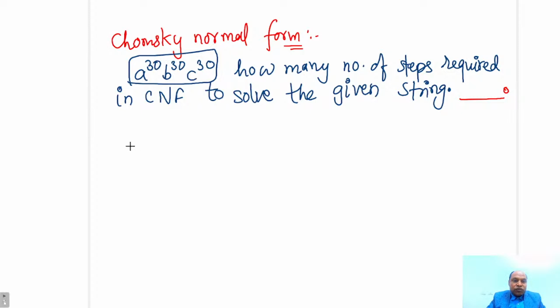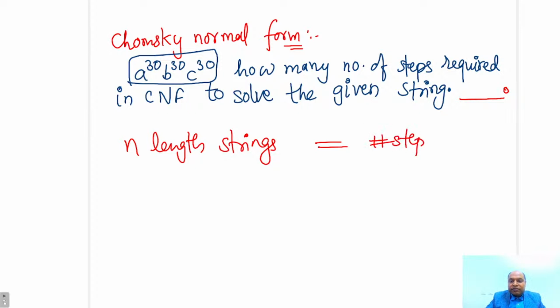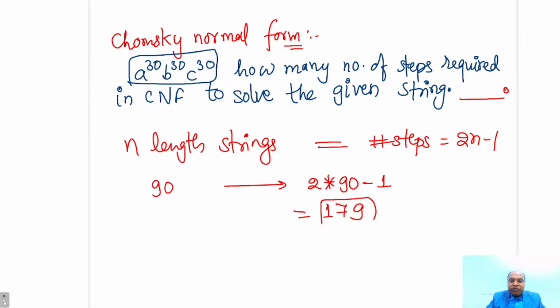Let's try to solve. So an n-length string is there. Then how many steps? The number of steps will equal 2n minus 1. Now the length of the string is 30 plus 30 plus 30, that is 90. So for 90, what will we get? 2 into 90 minus 1, that means 179. So the correct answer for this question is 179.